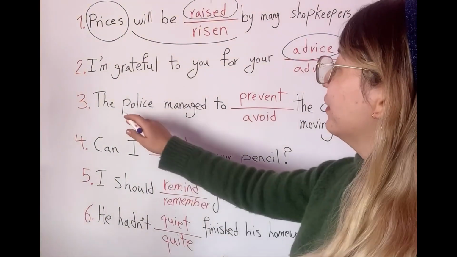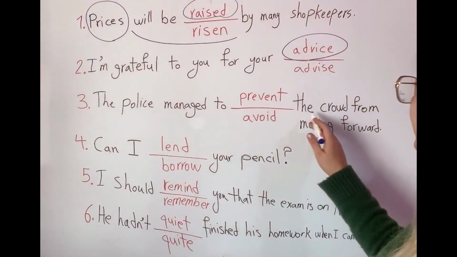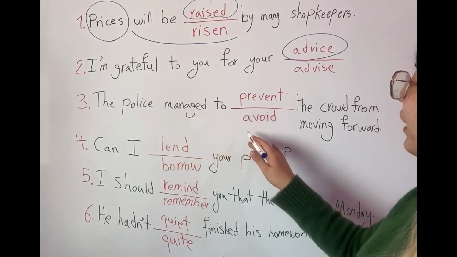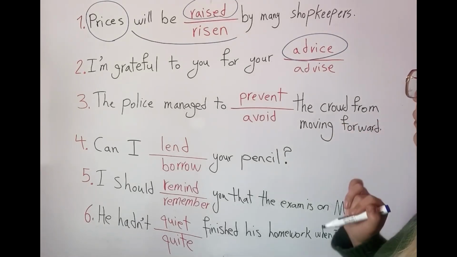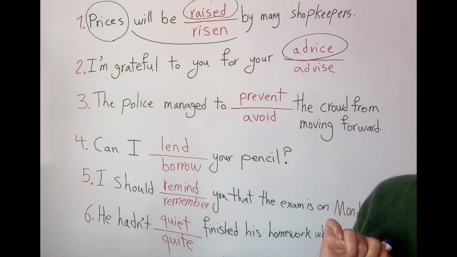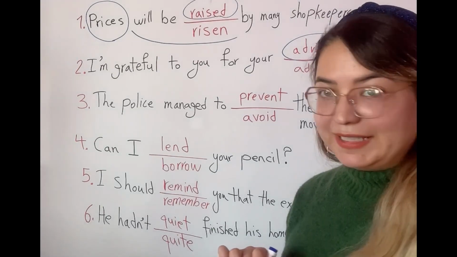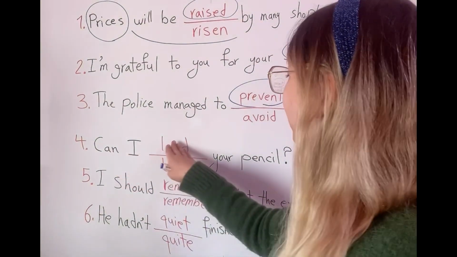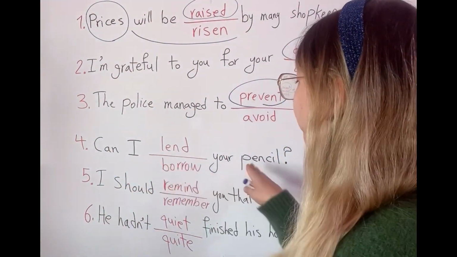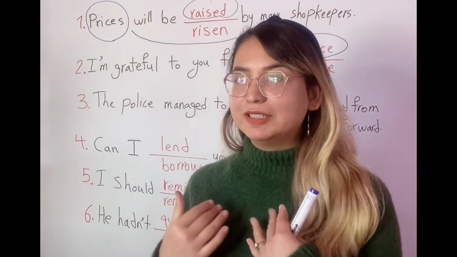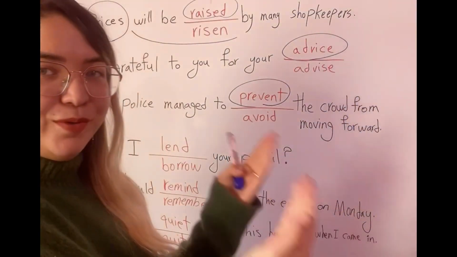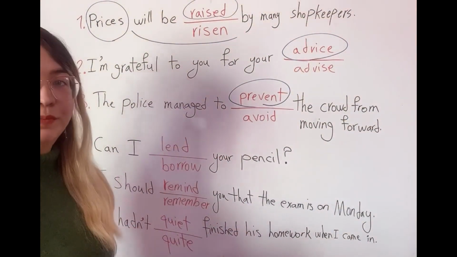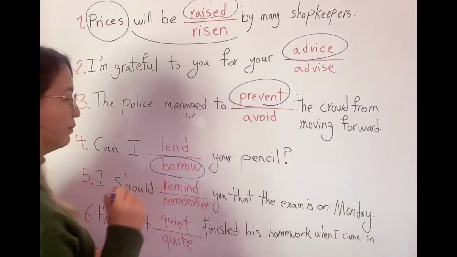Number 3. The police managed to prevent the crowd from moving forward, or the police managed to avoid the crowd from moving forward. Which one is the answer? The answer is prevent, yes? Now number 4. Can I lend your pencil or can I borrow your pencil? Do you remember I told you lend and borrow? Yes? Here it is, can I borrow your pencil? So the answer is borrow.